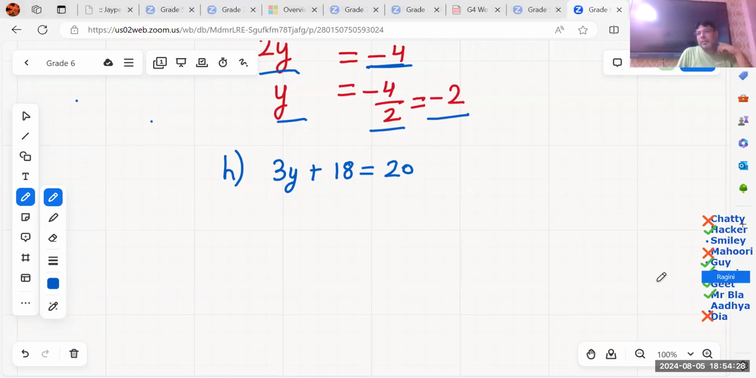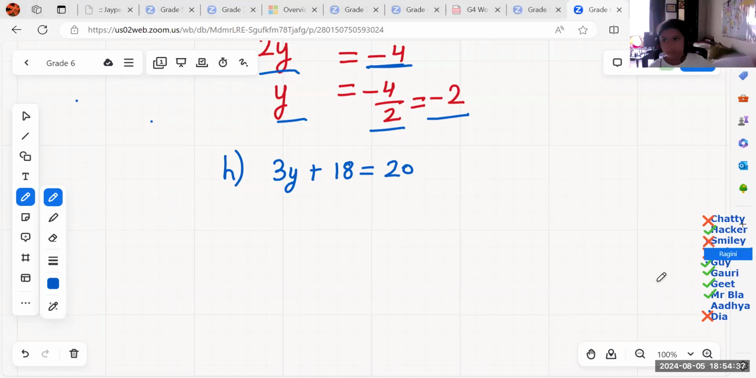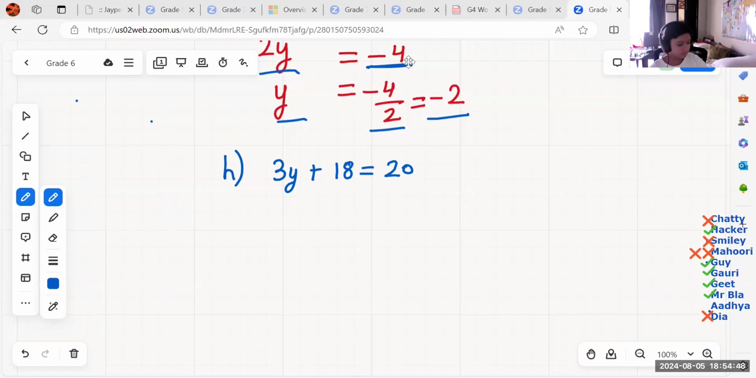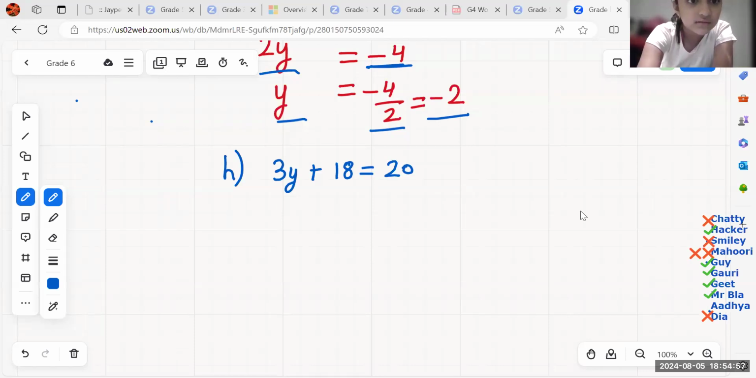If you have a virtual background, how will I be able to see? Blur background or... Smiley, you also send. You did absolutely correct till the last step, Diya. I'll explain to you. Smiley, can you also show me your work? Yes, sir. I'll just remove the background. Hacker, you can also send me your work if you have a phone.